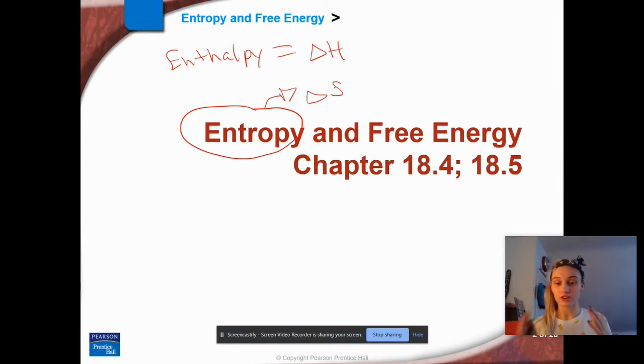I wanted to differentiate between those two vocabulary words before we moved any further, because honestly, to me, enthalpy and entropy look very similar. Sometimes even I mistakenly swap the words and I'm like, oh no, that's not what I meant, because they're totally different. So I wanted to mention that.